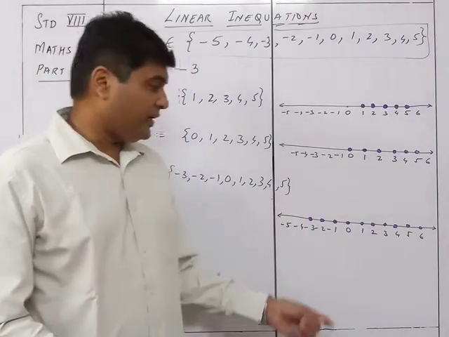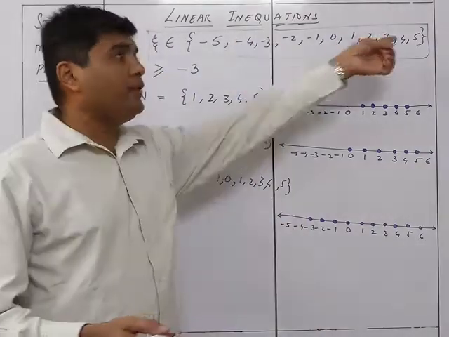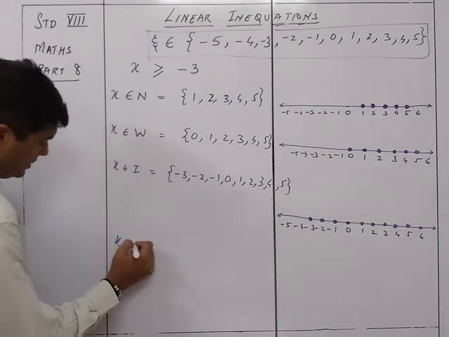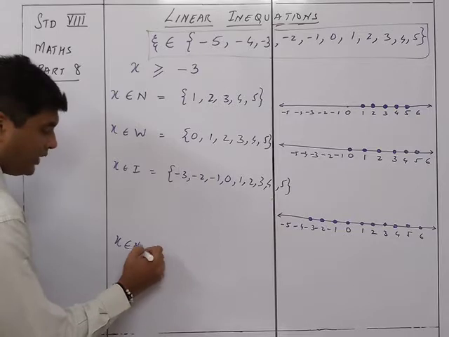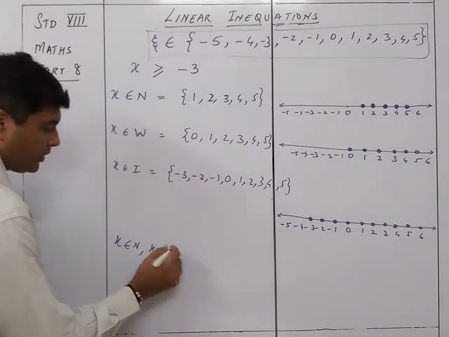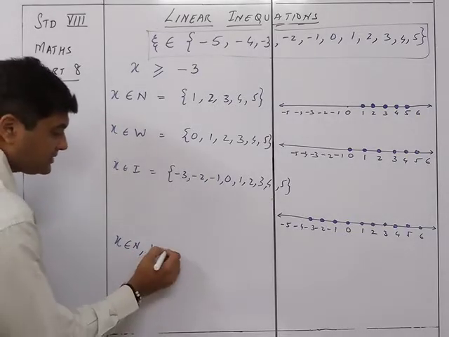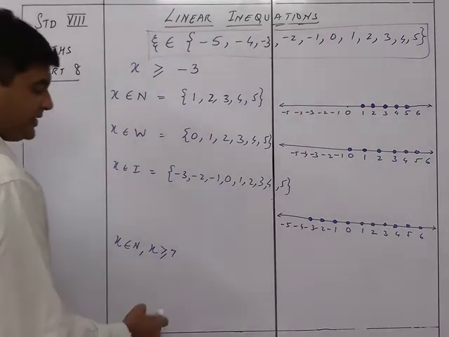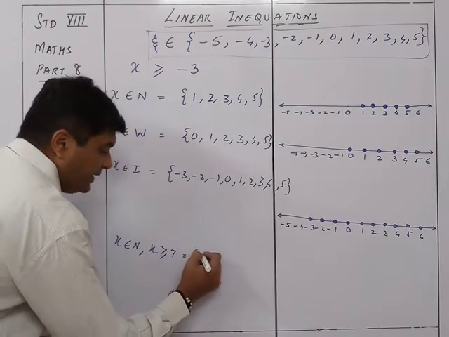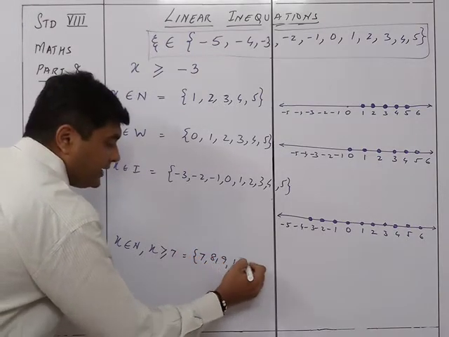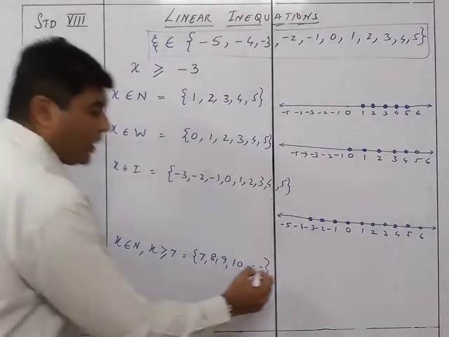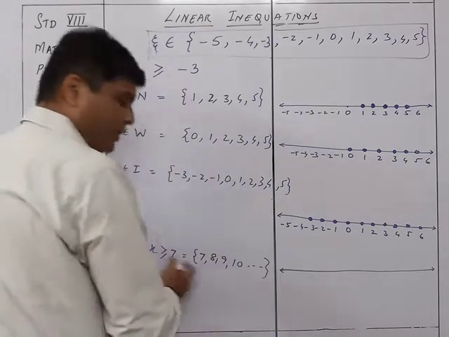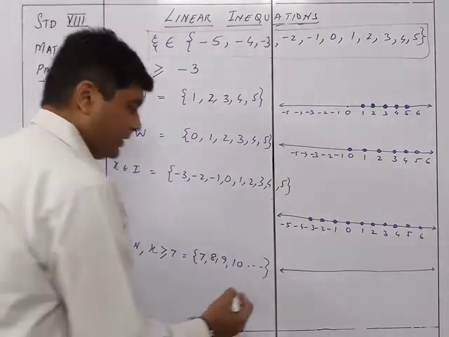Now of course, suppose this thing would not have been there, and I know that x belongs to the natural numbers, and you have got x greater than or equal to 7. Then how will you represent it? Of course you know that the answer will be 7, 8, 9, 10 and so on. So in such a case, you are going to draw this line. Because I don't need the negative part, not to waste any line over here, you can start with 0.